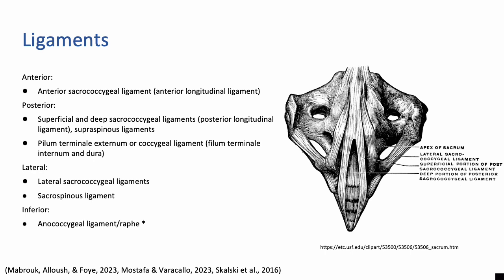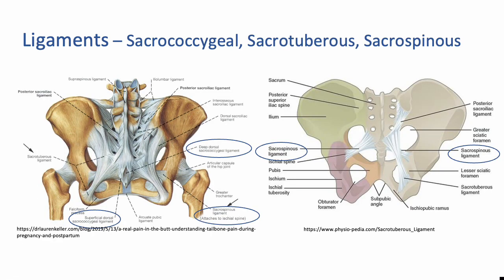Laterally, we have the lateral sacrococcygeal ligaments and the sacrospinous ligament, and then inferiorly, there's the anococcygeal ligament, or raphe, and that provides an indirect attachment to the anus. Here is a close-up picture. On the left, I circled the sacrococcygeal ligaments, the superficial and deep, and then the sacrospinous, but on the right, there's a better picture of the sacrospinous ligament.